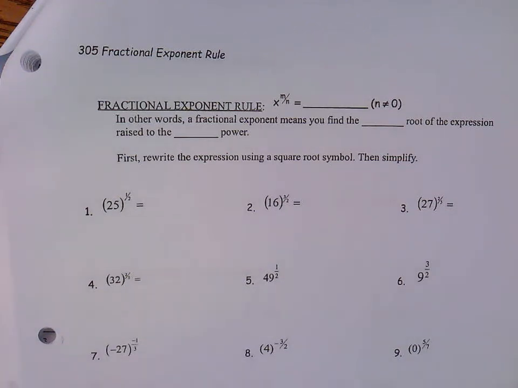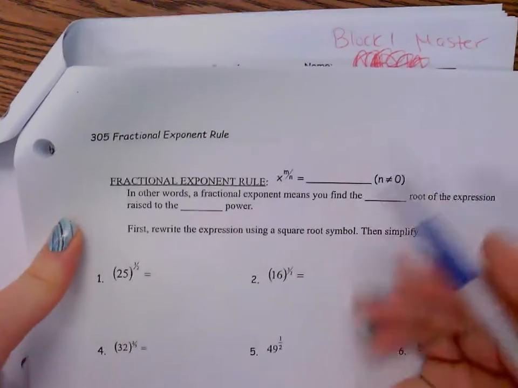Fractional exponent rule is another way of writing a radical. So radicals and fractional exponents go together, and we haven't really spent any time on them in Algebra 2. You have always had a fraction.